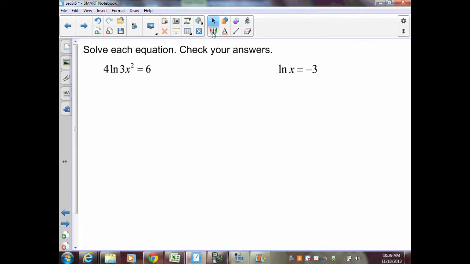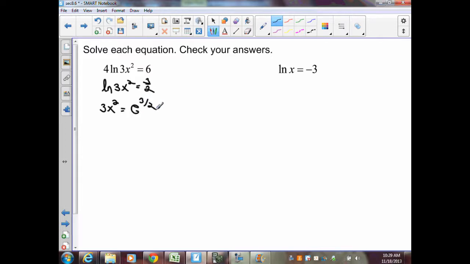On my next equation, I have 4 ln (3x squared) equals 6. I'm going to divide by 4 first, since 4 is multiplying my natural log. That's going to give me ln (3x squared) equals 6 divided by 4, and when I simplify, it's going to give me 3/2. Now I'm going to write this in exponential form. That's going to give me 3x squared equals e to the 3/2.